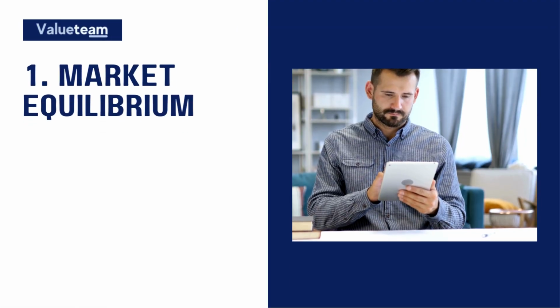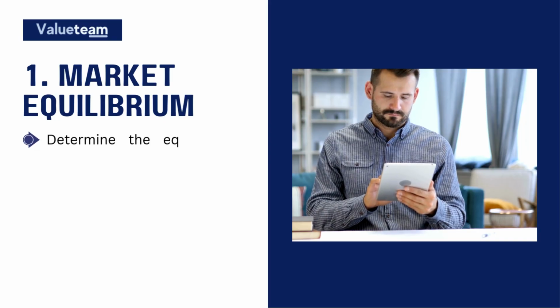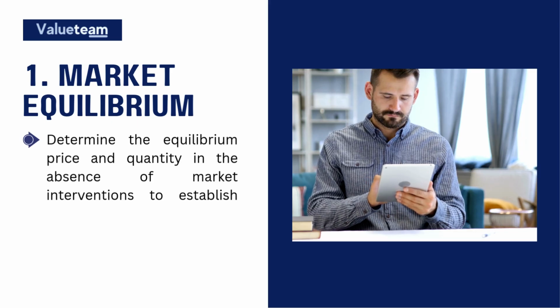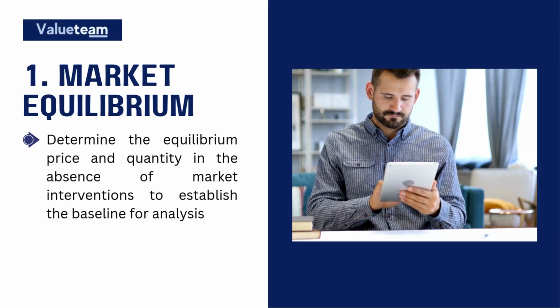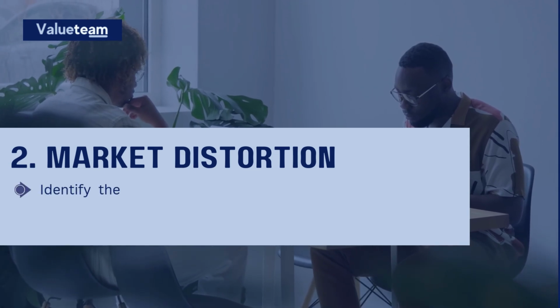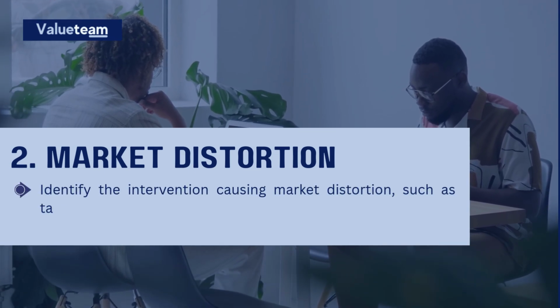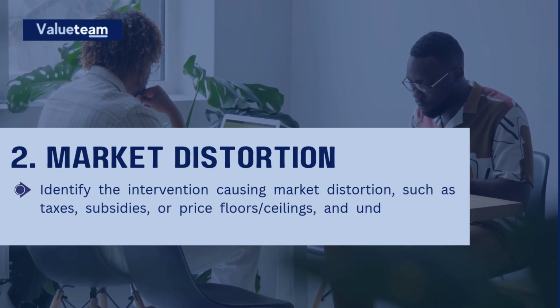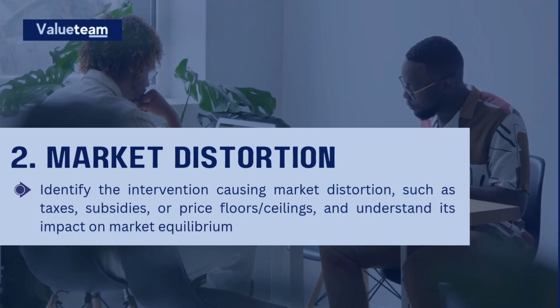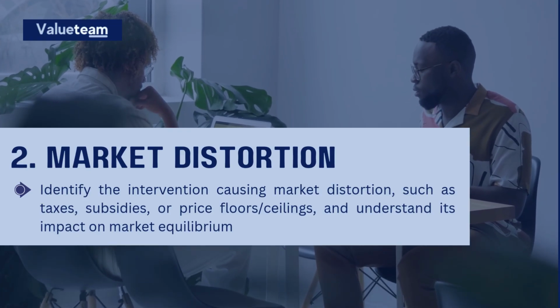1. Define market equilibrium. Determine the equilibrium price and quantity in the absence of market interventions to establish the baseline for analysis. 2. Introduce market distortion. Identify the intervention causing market distortion, such as taxes, subsidies, or price floors/ceilings, and understand its impact on market equilibrium.